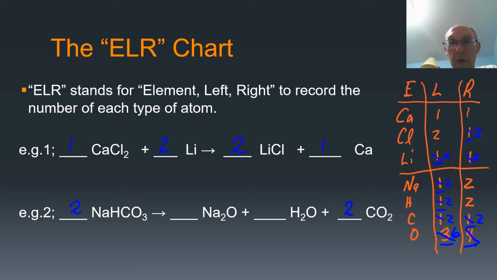Oxygen we have to recount. So there's 1 in the Na2O, 1 in the H2O, and 2 times 2, which is 4 in the 2 CO2s. So 4 plus 1 plus 1 is 6. This is all nicely balanced. We go back and fill in with 1s.